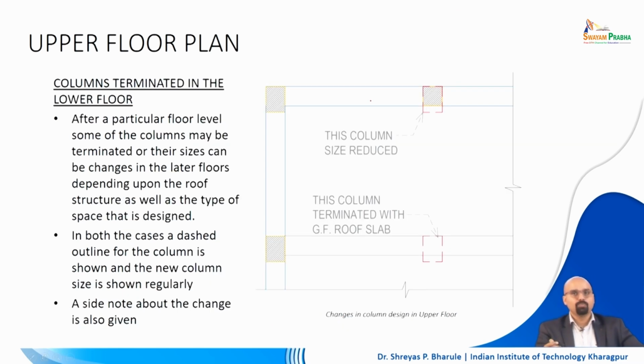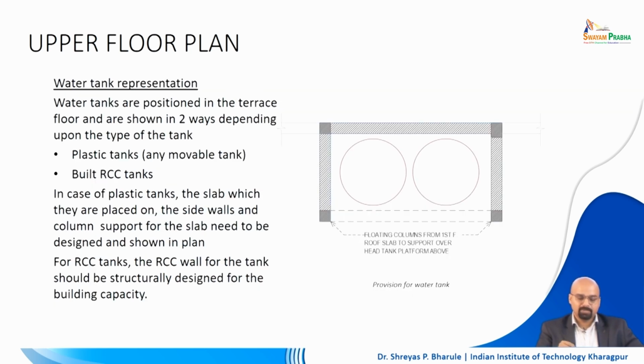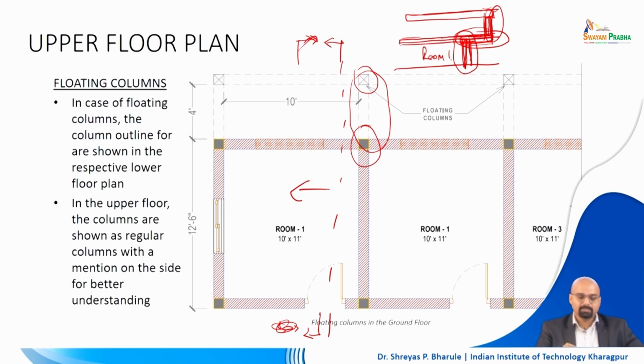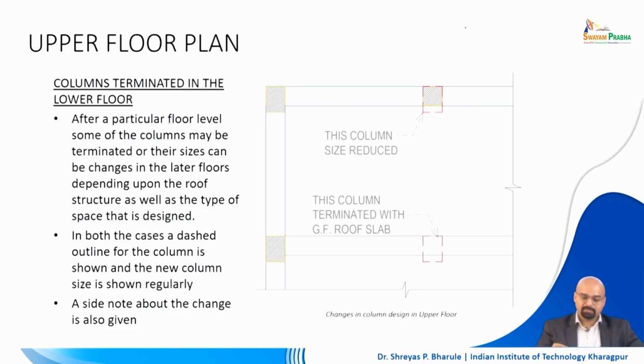Moving forward, what happens when columns get terminated? Columns don't continue on the top floor. Say for example, in this particular case, this column does not continue, as we have mentioned here. This column does not continue up. So what happens? Then that particular column will be represented in dotted lines like this, on the ground floor roof slab.